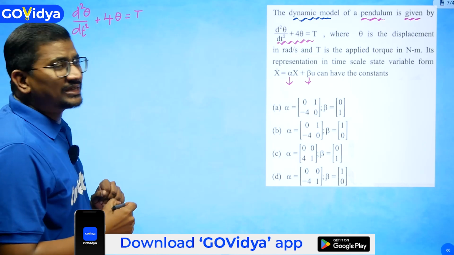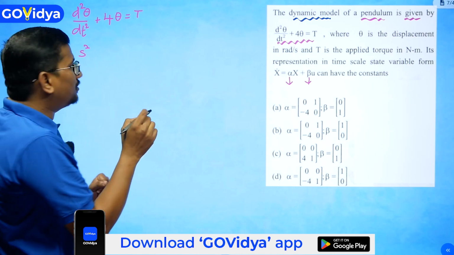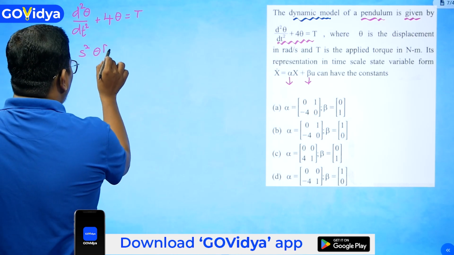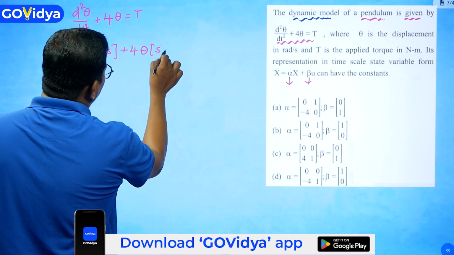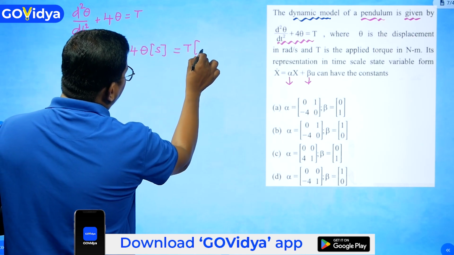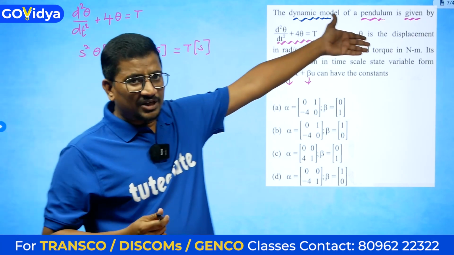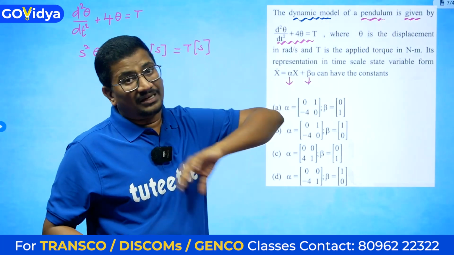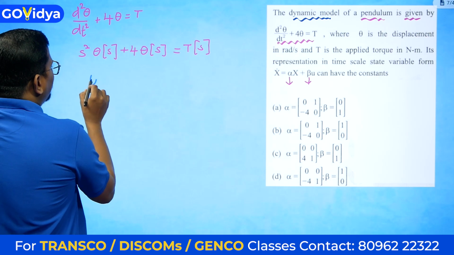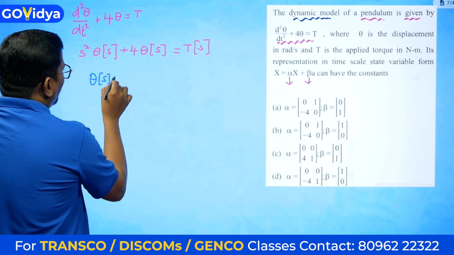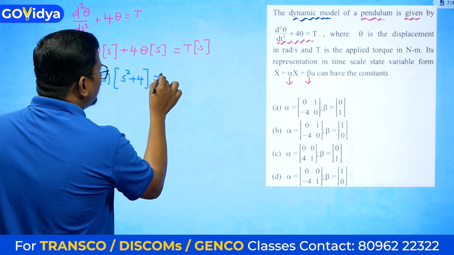Now apply Laplace transform on both the sides. Assuming initial conditions are not available here, s square into theta of s plus 4 theta of s is equal to T of s, right? So here theta is the displacement, which is the output, and T, torque, is applied, which is input. So if I take theta of s in common from these two, I can write it like this: s square plus 4, which is equal to T of s.